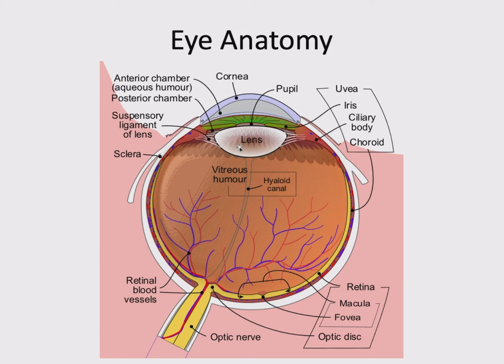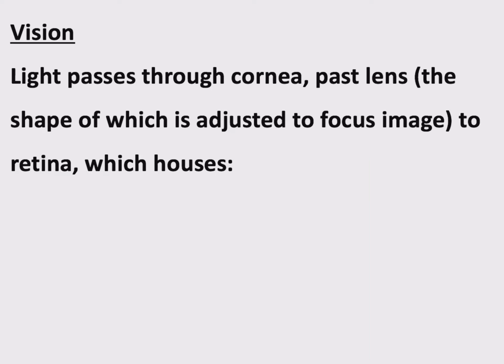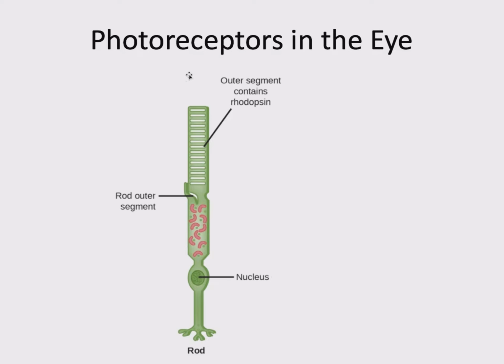attached to muscles. And then the light waves move on into the retina, which houses the nerves that we're going to talk about, the receptors that we're going to talk about. So yeah, here's my summary of that. Light passes through the cornea, past the lens, the shape of which is adjusted to focus images, to the retina, which houses photoreceptors. These are the neurons, there are a bunch of photoreceptors located in each eye, and they come in two types.